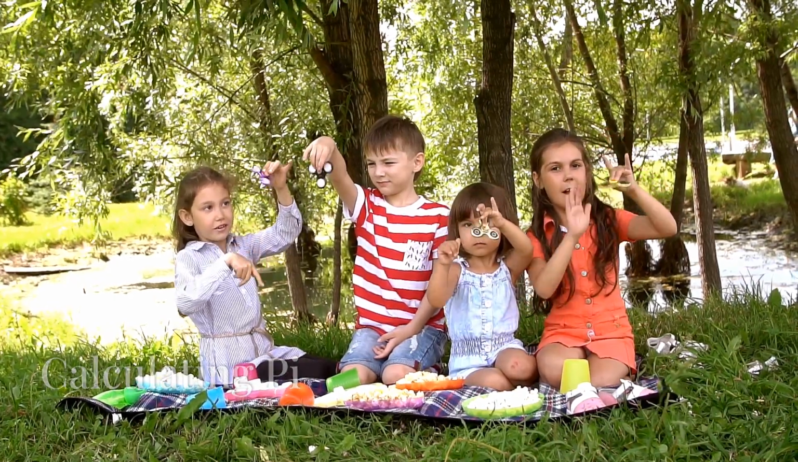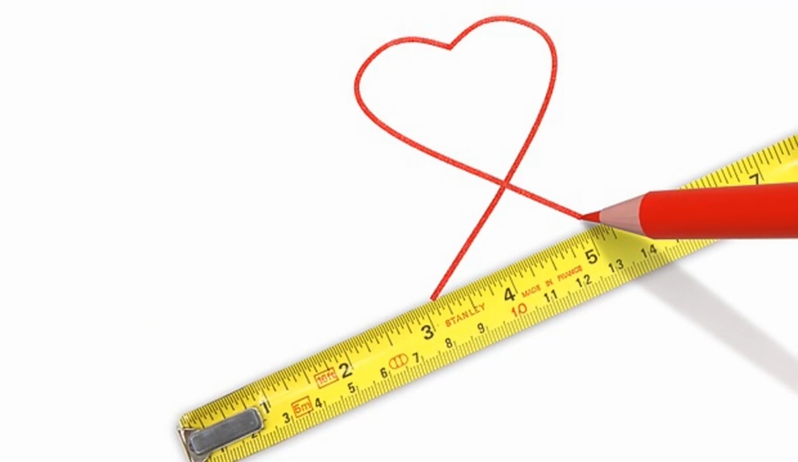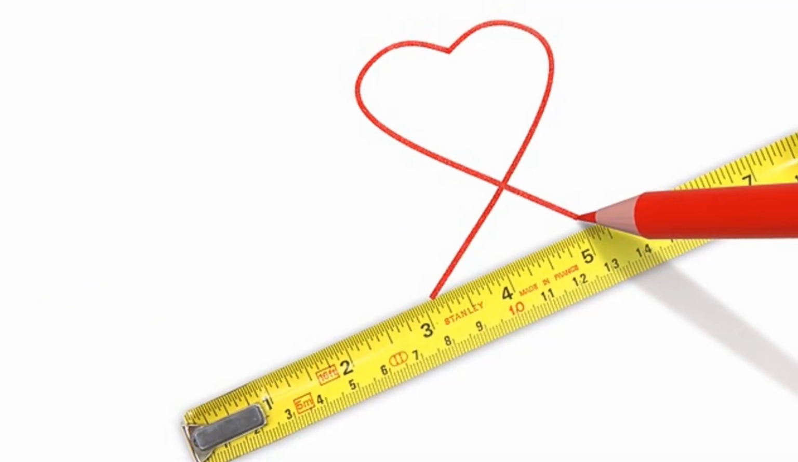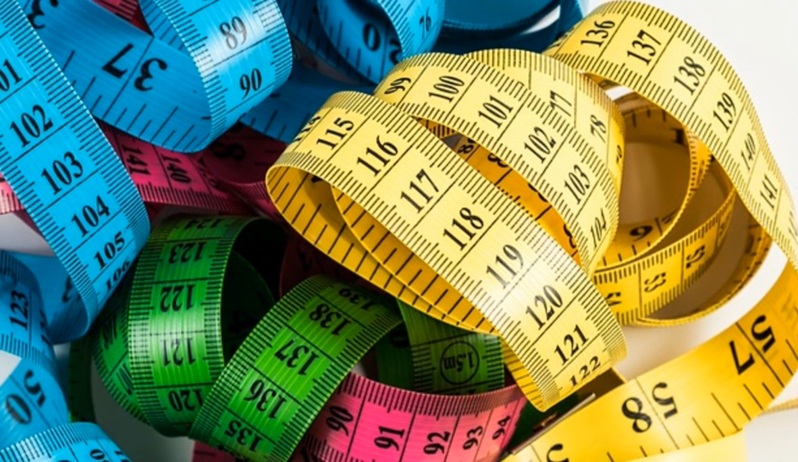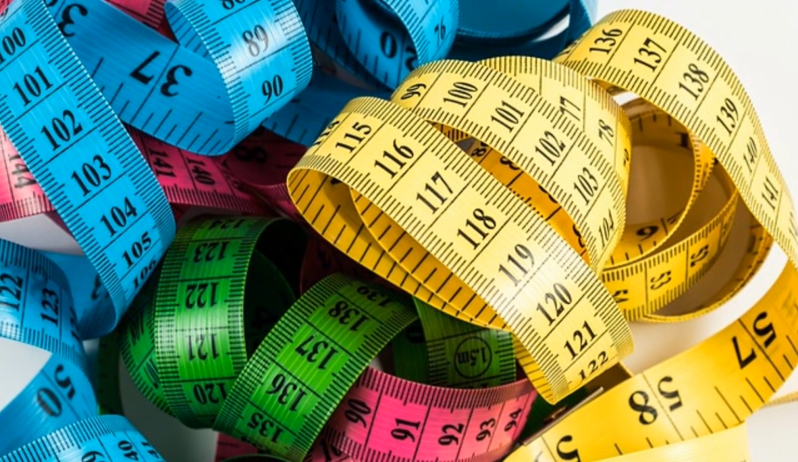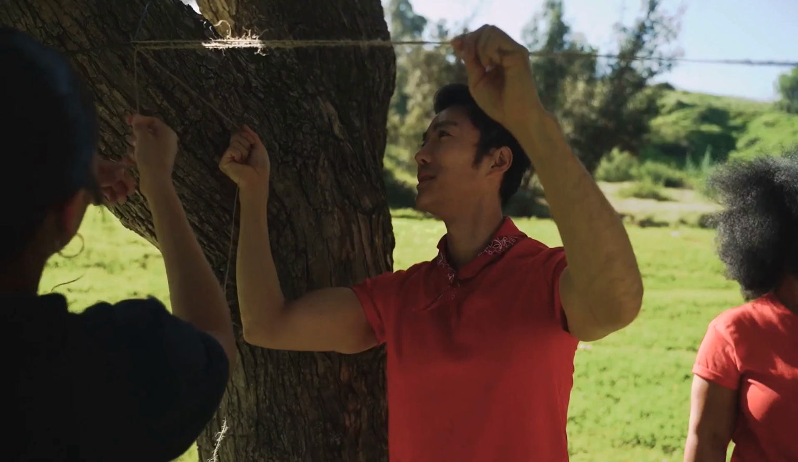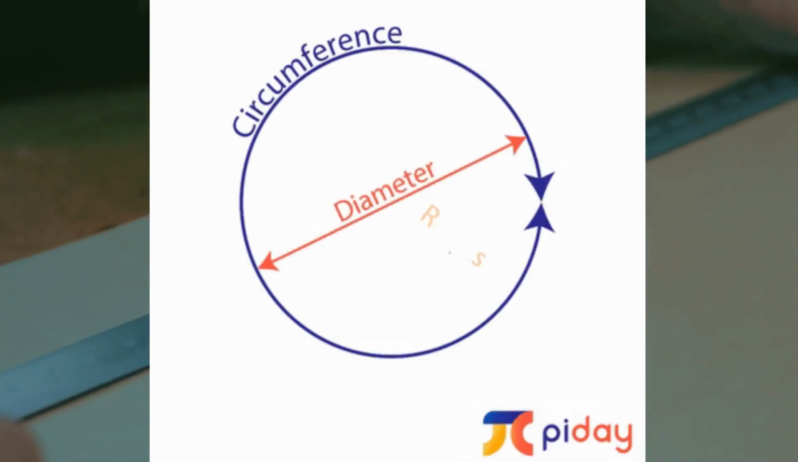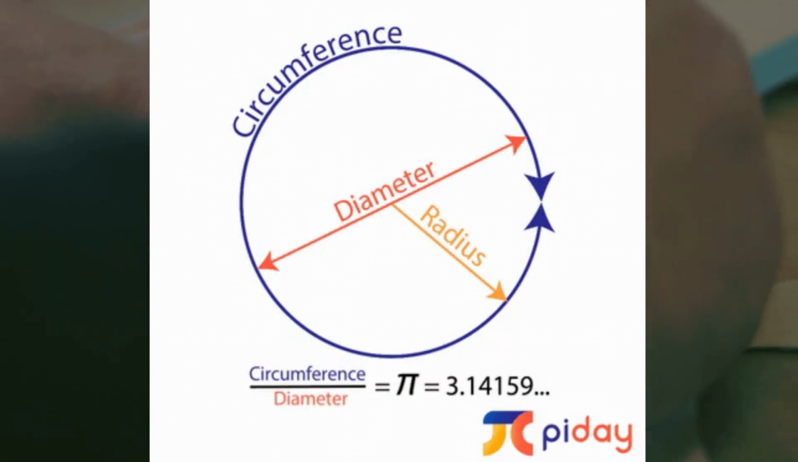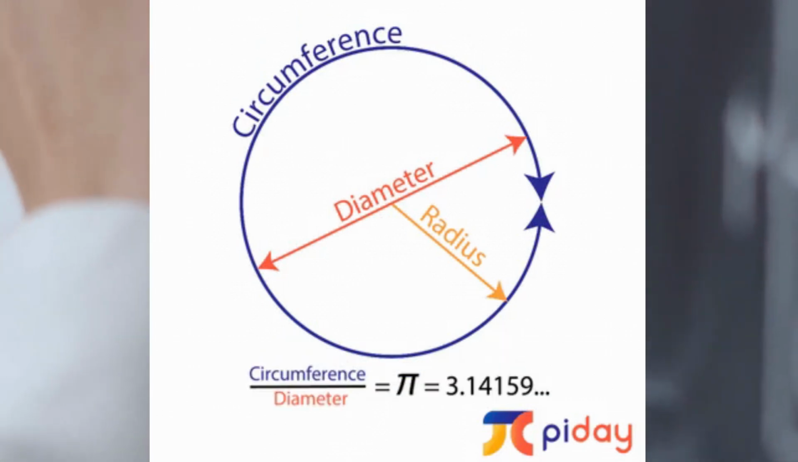Calculating pi is a fun challenge. One simple way to approximate pi is using a piece of string and a ruler. Or, better yet, just use a measuring tape. First, take a circular object, like a plate or a lid. Use the string to measure the circumference of the circle. Then, use the ruler to measure the diameter of the circle. Divide the circumference by the diameter, and you will get an approximation of pi.